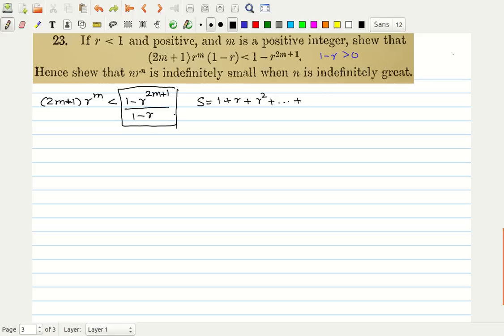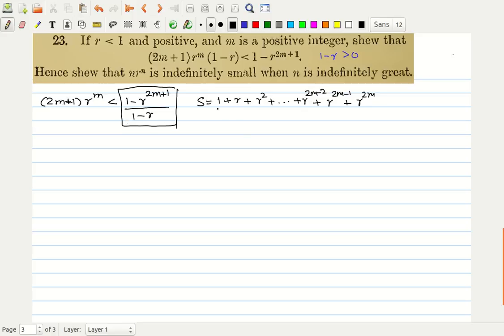So let us write some more terms here, okay? There is a reason that I am writing it. So I know that the last term is r to the power 2m. The term before it would be r to the power 2m minus 1, and r to the power 2m minus 2. This is the term that we are adding, and this is the right hand expression. S is actually equal to this, right?